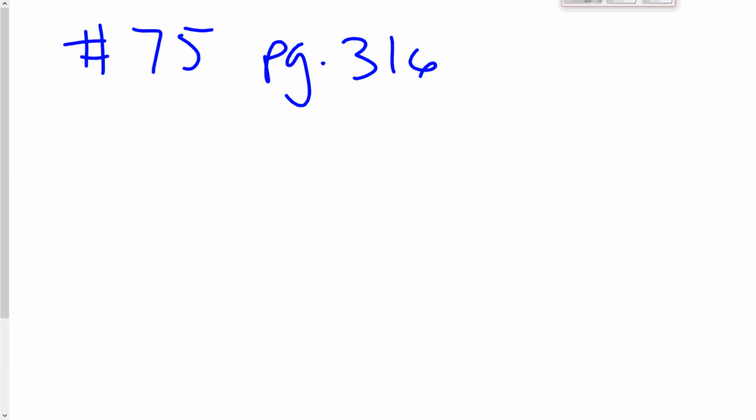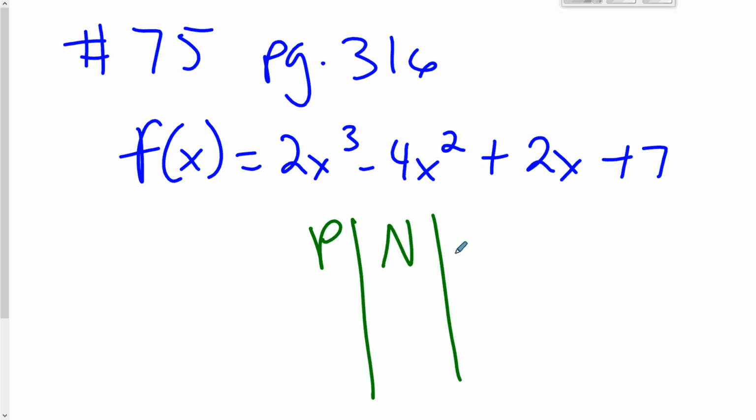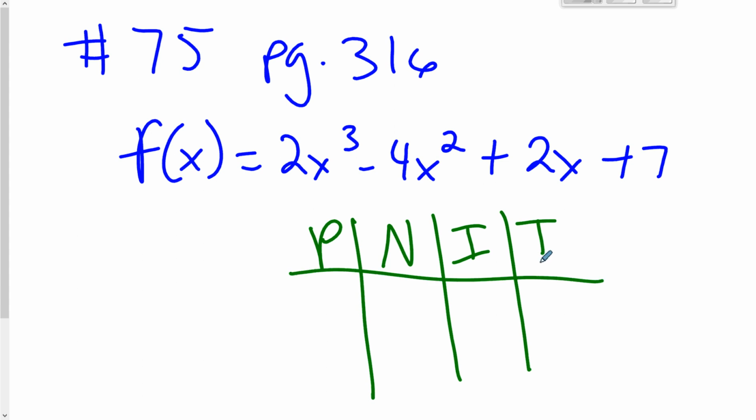Okay, so your homework would be page 316, number 75. So I'll do this one. Okay, so here it is, and we're finding what are the possible number of positive answers, negative answers, or imaginary solutions. So that's all this asks you to do. You don't actually have to find the actual zeros, just the possibilities. So we have positives, negatives, imaginary, and then our total, right? Our total is our degree, which is 3.